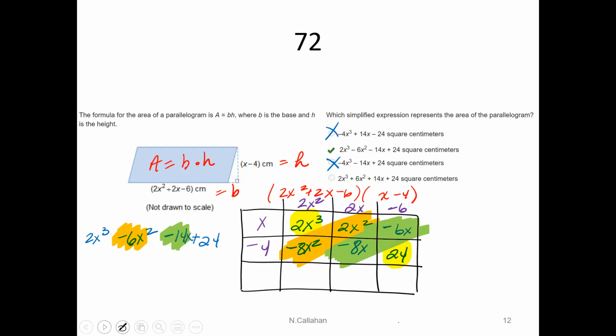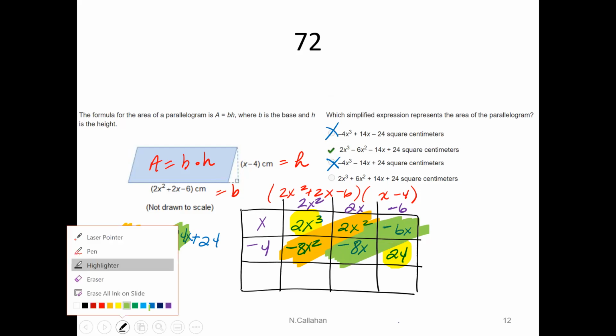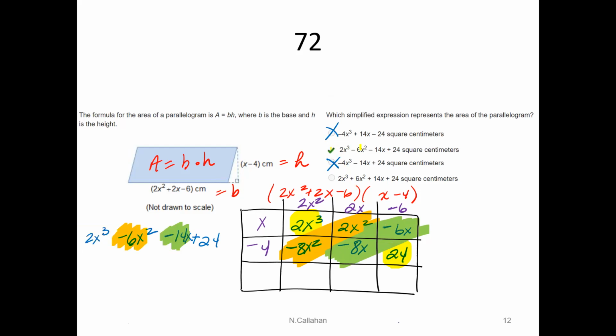So is it A, B, C, or D? Well, there's only one that matches it, and that is B as in boy, and that is your answer, you guys. That's how you do it. You have to create a little chart, put in the numbers across and down, and then you just simply multiply it and fill in the chart.